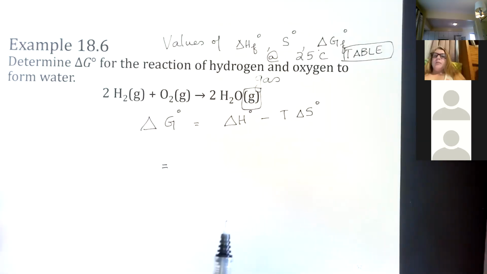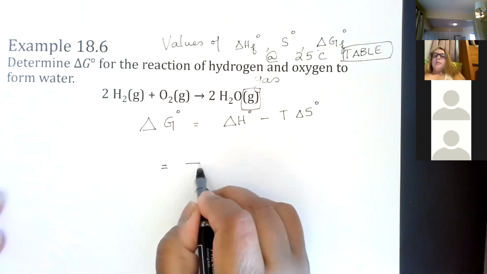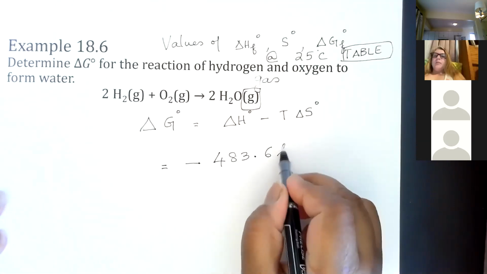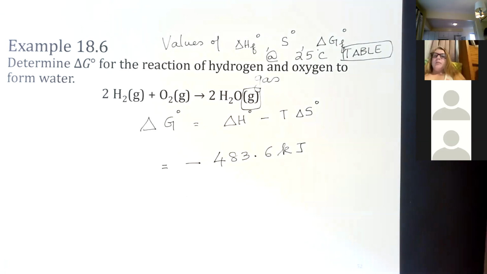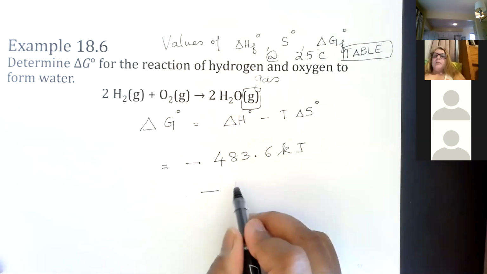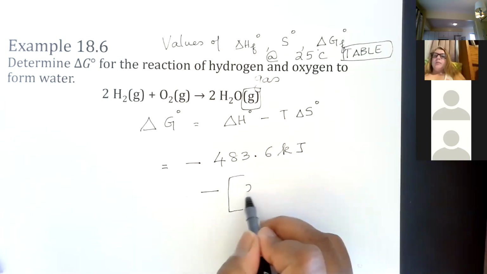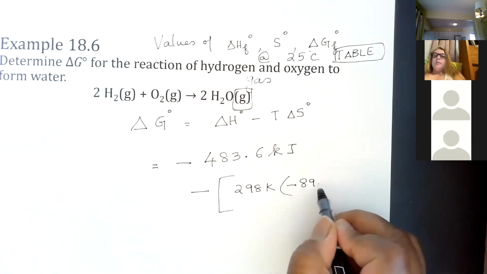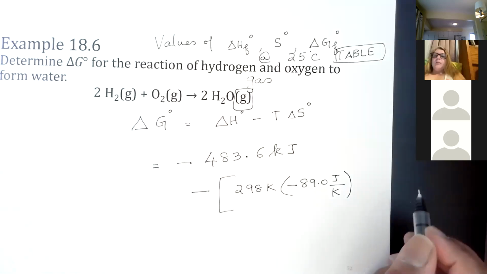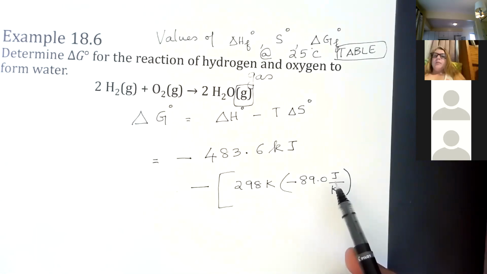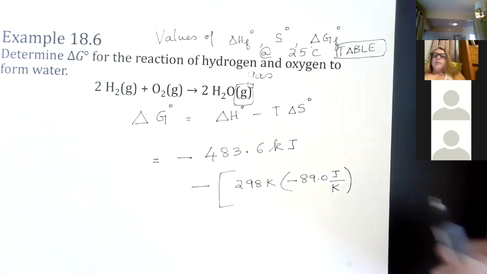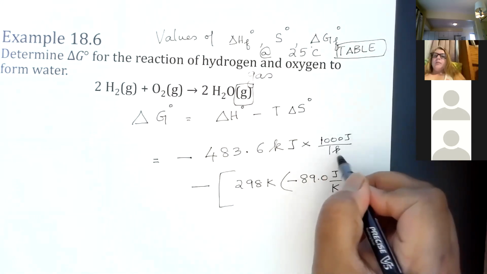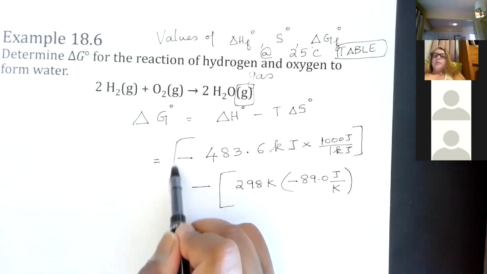Now, I have delta H0, we calculated it the other day, and this is negative. So forming water from hydrogen and oxygen is exothermic. And then I have the negative sign already. And temperature is 298. Delta S0 is minus 89.0 joule per Kelvin. Now this is in joules, so you need to convert one to kilojoules or the other to joules. So I'm going to convert this to joules. 1,000 joules is 1 kilojoule. Okay, the units have to be the same. It doesn't matter which one you convert.